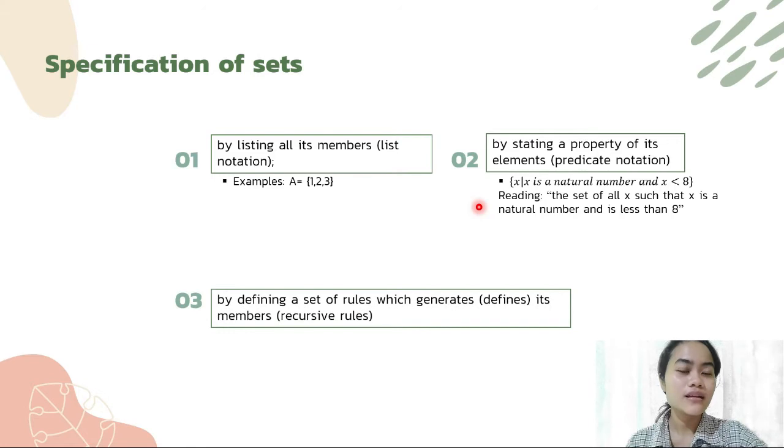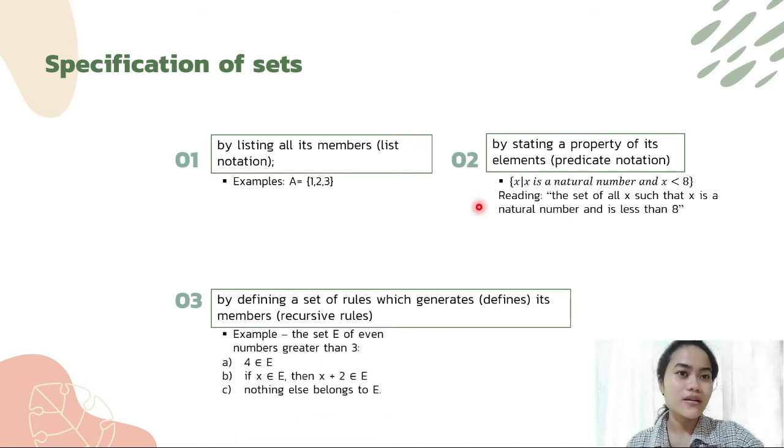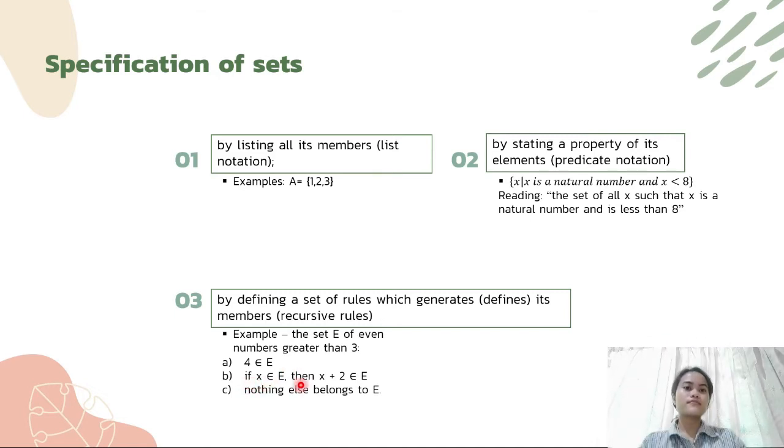Number 3, by defining a set of rules which generates or defines its members. For example, the set E of even numbers greater than 3: 4 is an element of E. If x is an element of E, then x plus 2 is an element of E. Nothing else belongs to E.